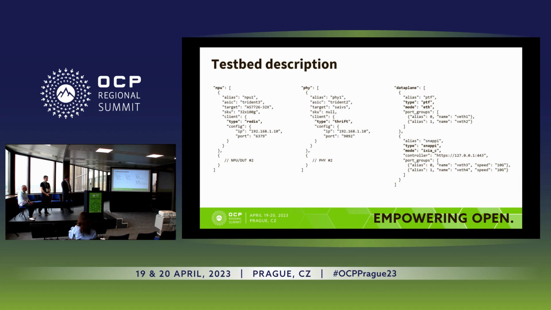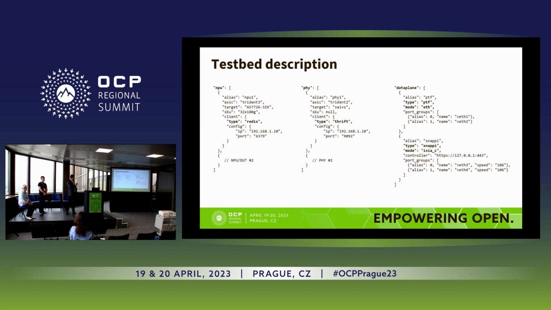So without going into very details, it's the third key pillar that we identified. It's just a portion of JSON configuration that we use to define our testbed. It's just a sample of what you can do. Here you can see the example of how you can define the list of NPUs in your test environment, list of external PHY devices. You define the type of client, which means the type of RPC mechanisms that you are going to use. Here you can see defined Redis interface for NPU, PHY interface for Thrift, IP address, how to connect to the target device, and also data plane.